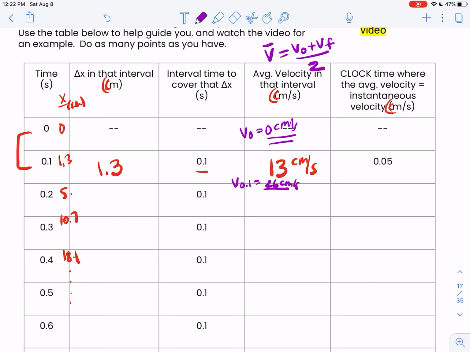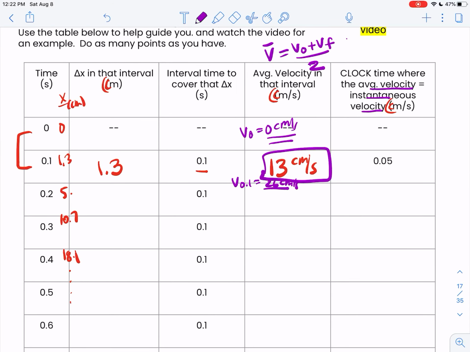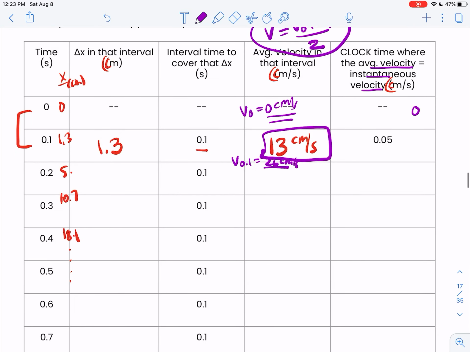The easiest way to make this graph is just to use this average velocity, but then we want to think about the time where the average is the instantaneous. If it's continuously gaining speed as the clock runs, this average velocity is going to happen at the middle time interval, or the middle clock reading. So between 0 seconds and 0.1 seconds, at 0.05 seconds, that's where this velocity is also the instantaneous velocity. It's at the middle time interval.